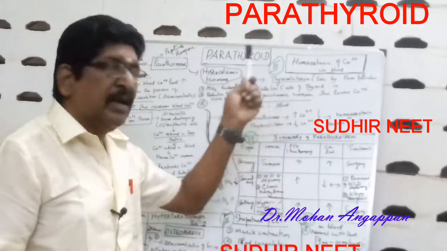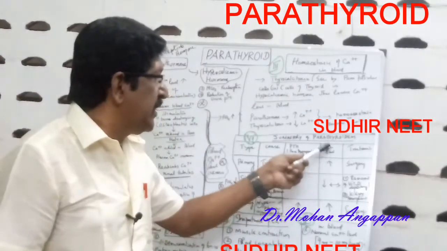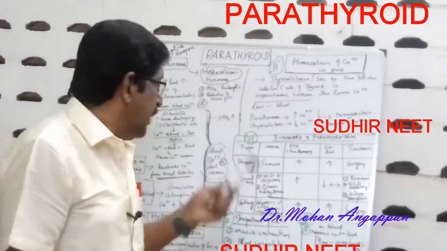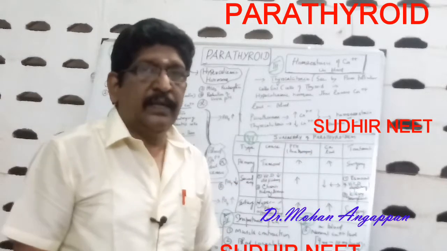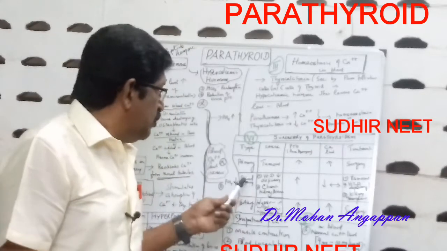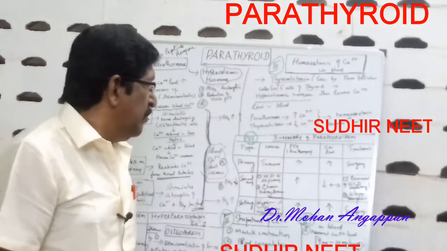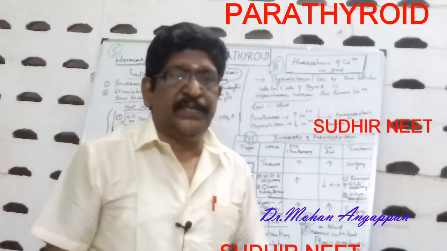The level of parath hormone increases. Naturally, calcium level also increases. That will lead to the hyperparathyroidism. The treatment will be surgery, removal of some of the parathyroid gland parts. Number two, secondary parathyroidism. This is common. This is due to vitamin D deficiency.